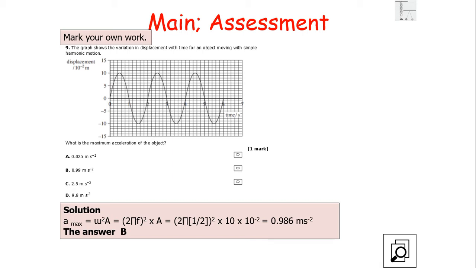And the time period for this graph is 2 seconds because that's the time it takes before it repeats itself. So we work out frequency is 1 over 2. We work out omega squared by using 2 pi f all squared. And you times by the amplitude, which is the maximum possible displacement from the equilibrium, which is 10 times 10 to the minus 2 meters. Now don't forget that there's a 10 to the minus 2 in the heading of the units there, so you're going to have to include that. So our answer is 0.99 meters per second squared. So the answer is B.